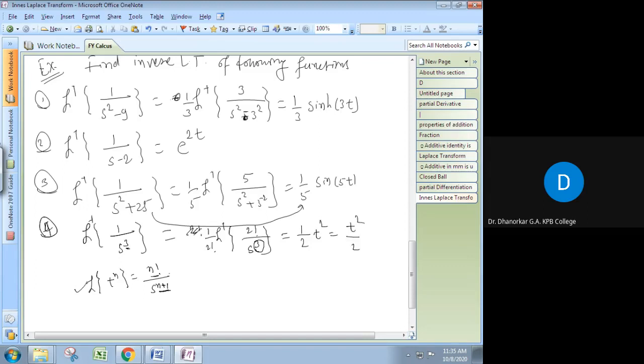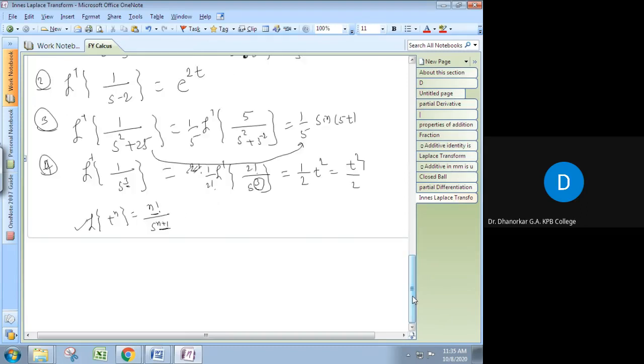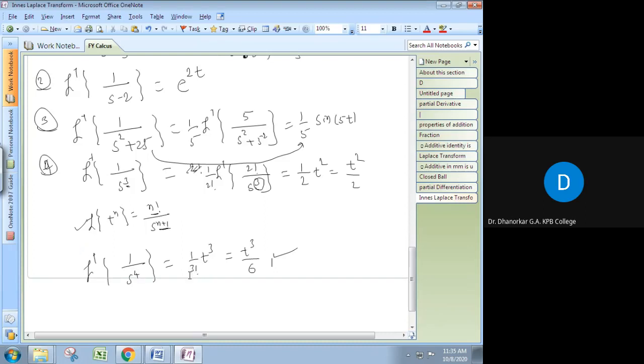In a similar way, I will write here L inverse of 1 divided by s raised to power 4. Then what do we have to do? You can write directly t cube, we have to divide by 3 factorial, or you can write t cube divided by 6. Okay, in this way, if you are getting this idea, you can write directly also, doesn't matter.